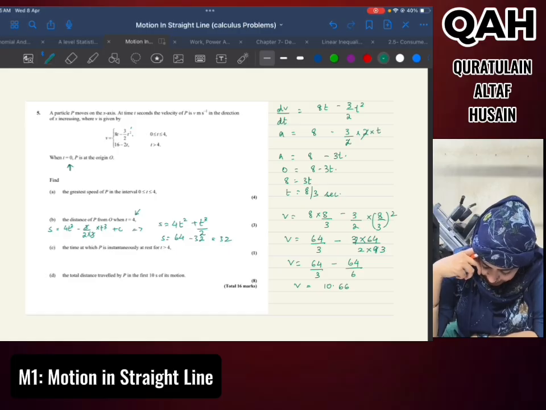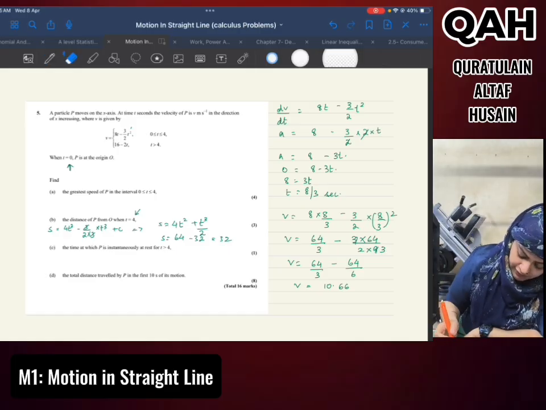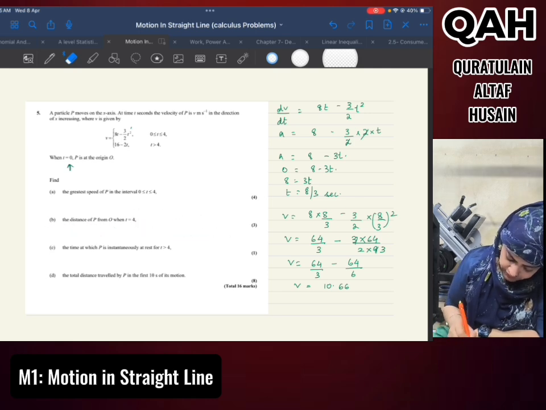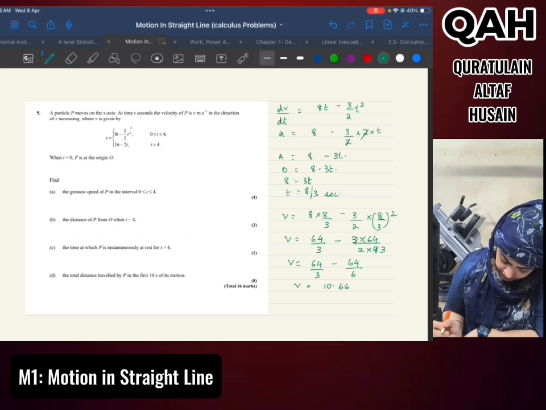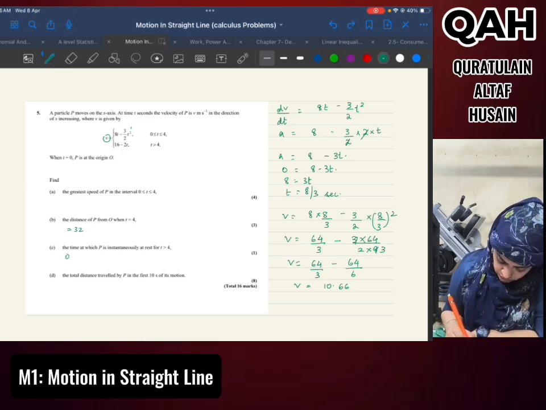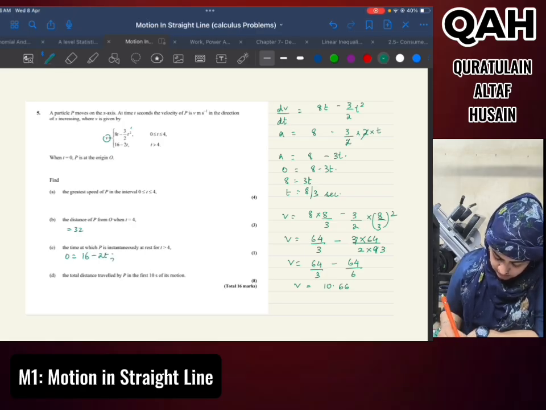Third part. The time at which P is instantaneously at rest for t greater than 4. तो अब instantaneously at rest के लिए मैंने क्या बताया था, velocity is equal to 0. हम क्या करेंगे, velocity को 0 करेंगे, कौन सी इक्वेशन उठाएंगे, ये वाली इक्वेशन उठाएंगे और टाइम निकाल लेंगे. 0 is equal to 16 minus 2t. 2t is equal to 16. टाइम इज इक्वल्स टू 8 सेकेंड्स.